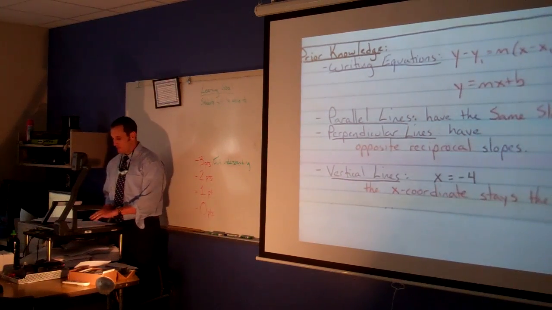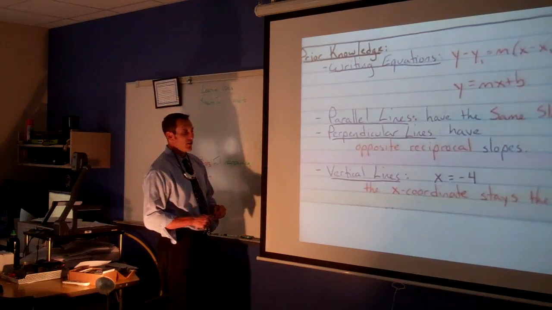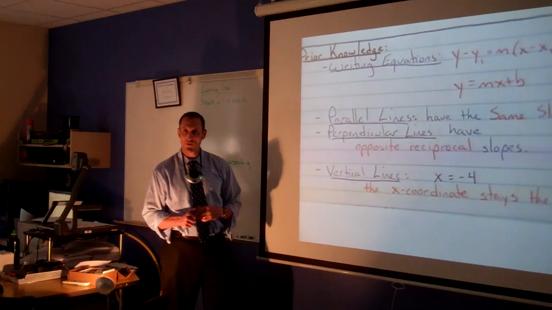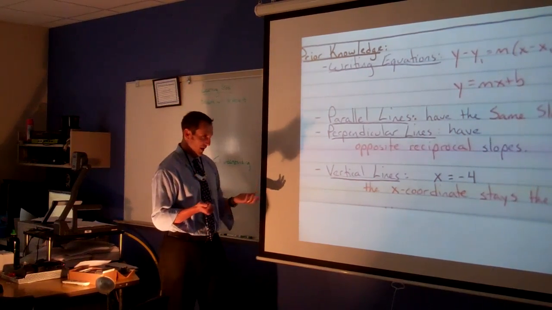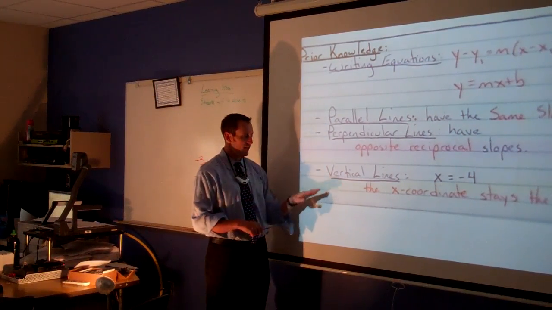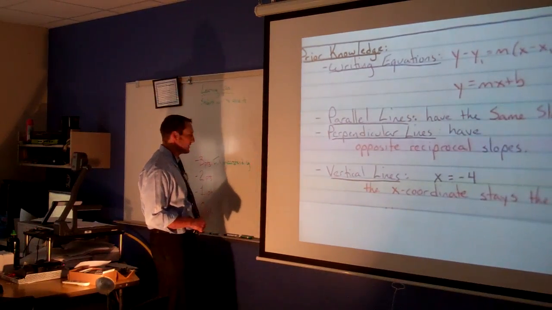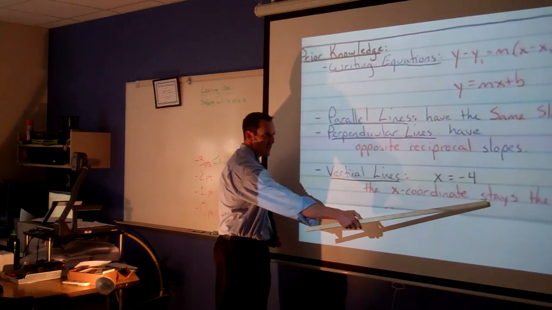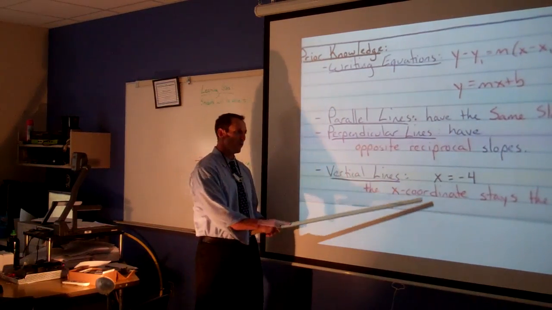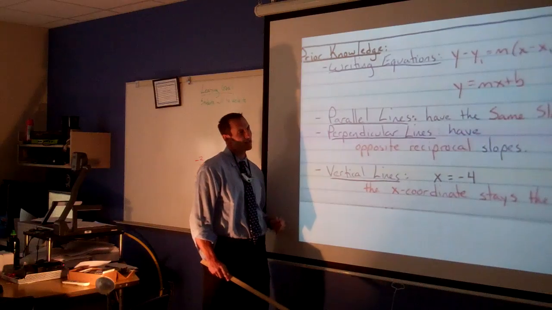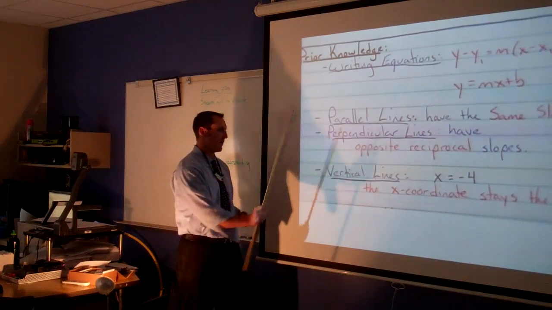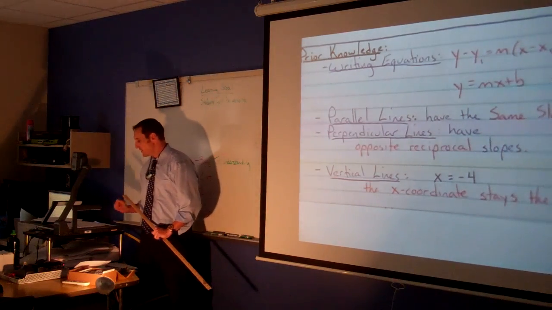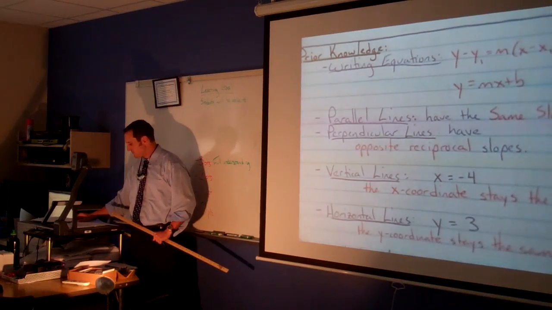We need to remember everything we can about vertical lines. So the equation of a vertical line is something like this, x equals -4, where there is no y. If there is no y, there's no y-intercept, it's a vertical line. And also what this means is in every ordered pair on that line, the x-coordinate stays the same. So in this example, every x-coordinate is going to be -4. So any point on that vertical line, the x-coordinate is going to be -4. So we need to recall that from previous knowledge.